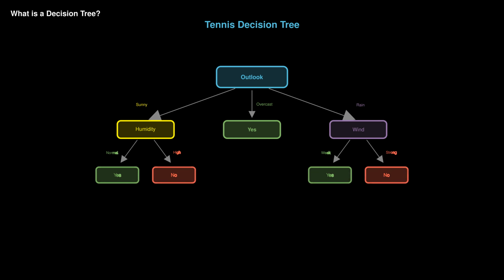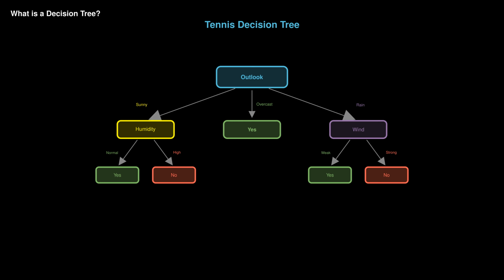At the root, we ask about the outlook. If it's overcast, we go straight to yes, play tennis. In our data, every overcast day was a good day to play. If it's sunny, we check humidity. High humidity on a sunny day, no tennis. Normal humidity, go ahead and play.